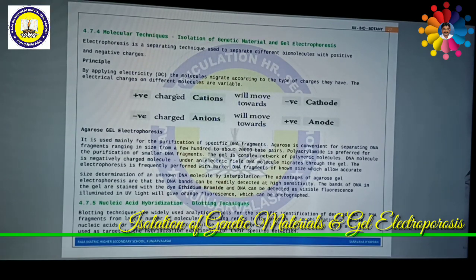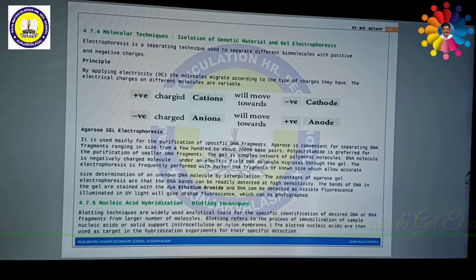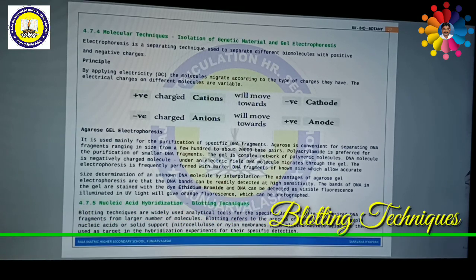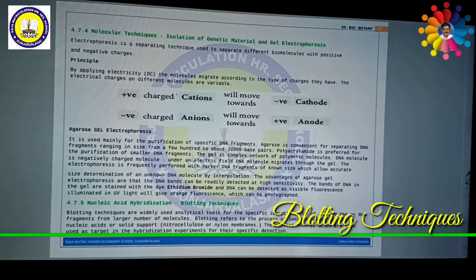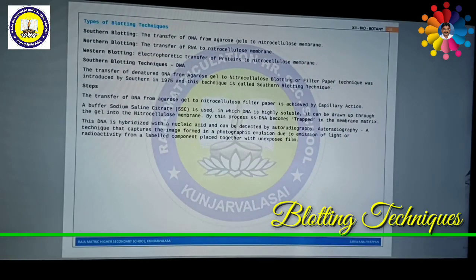The blotted nucleic acids, either DNA or RNA, are then used as targets in hybridization experiments for their specific detection. There are three different types of blotting technique: Southern blotting, Northern blotting, and Western blotting. Among them, Southern blotting is the most important one.